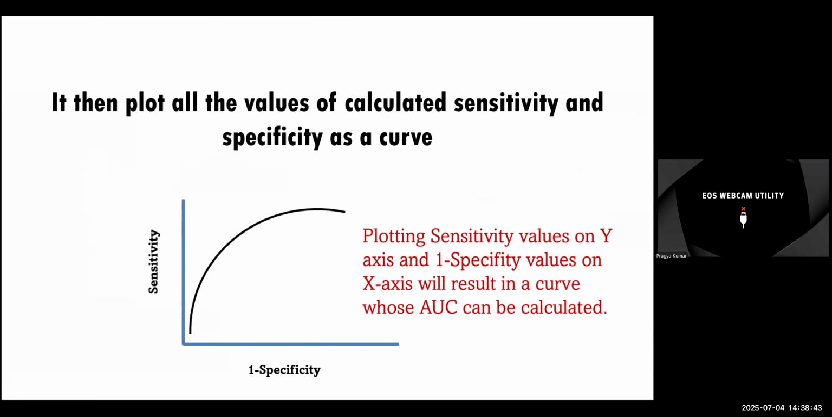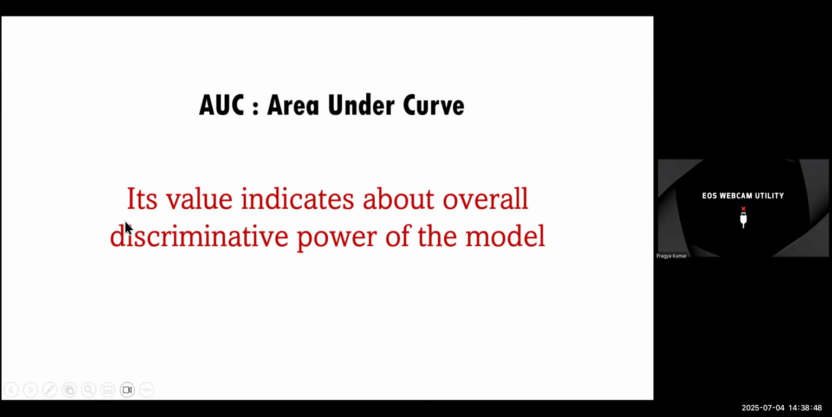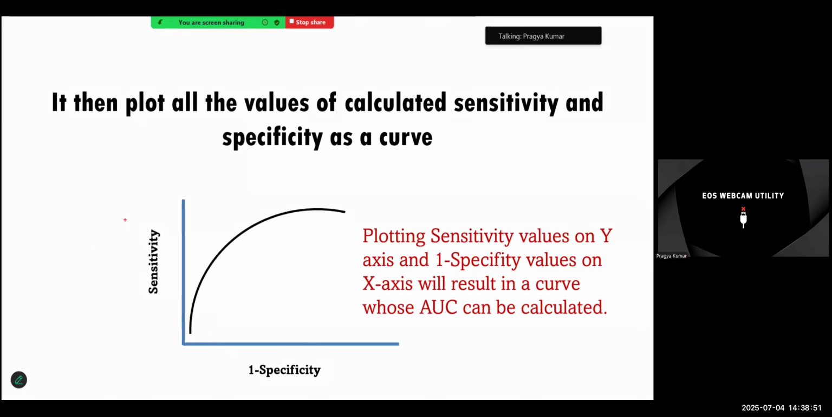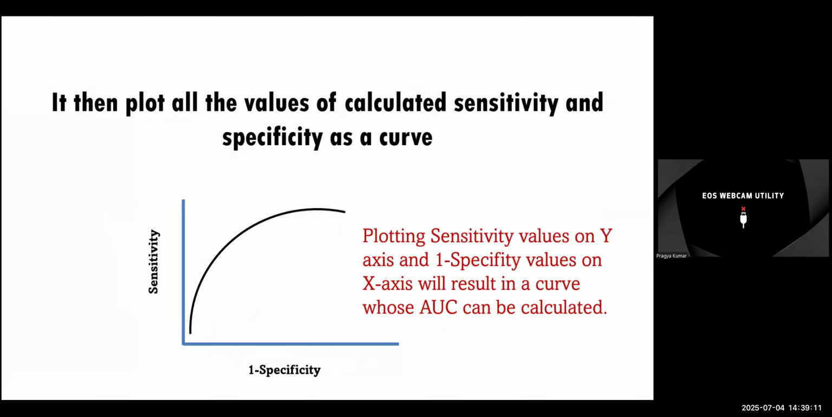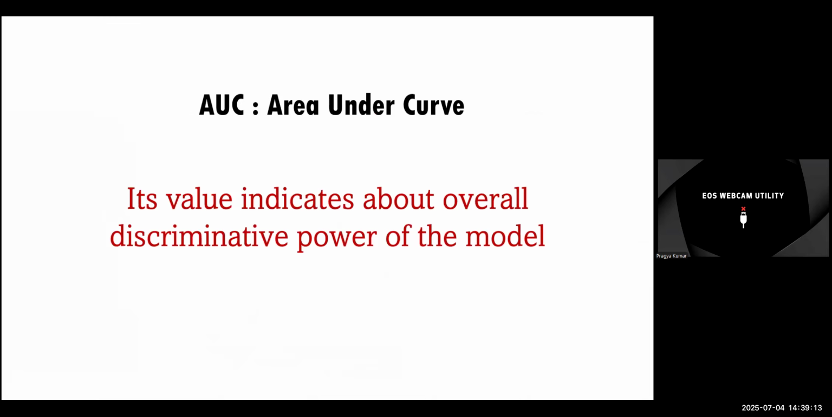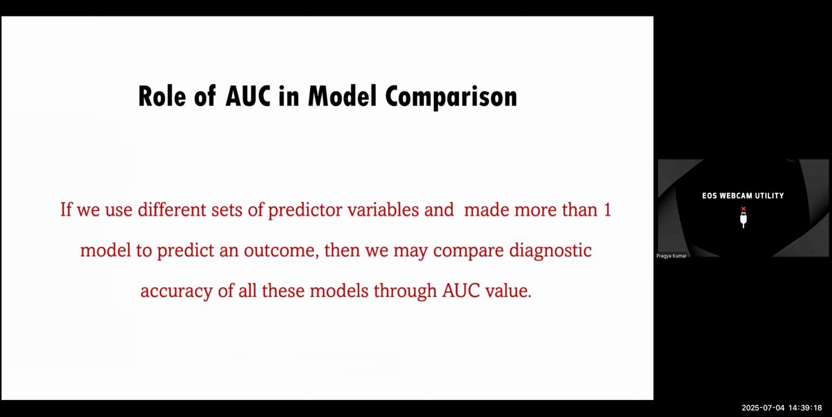So this ROC is the plotting of sensitivity on the y-axis and 1 minus specificity on the x-axis. This is your false positive error rate and this is your true positive rate. The area under the curve is calculated using a calculus integration formula, and this area under the curve gives you the discriminatory power of a test. So this value indicates the overall discriminatory power of the model, and there are various cutoffs for that.